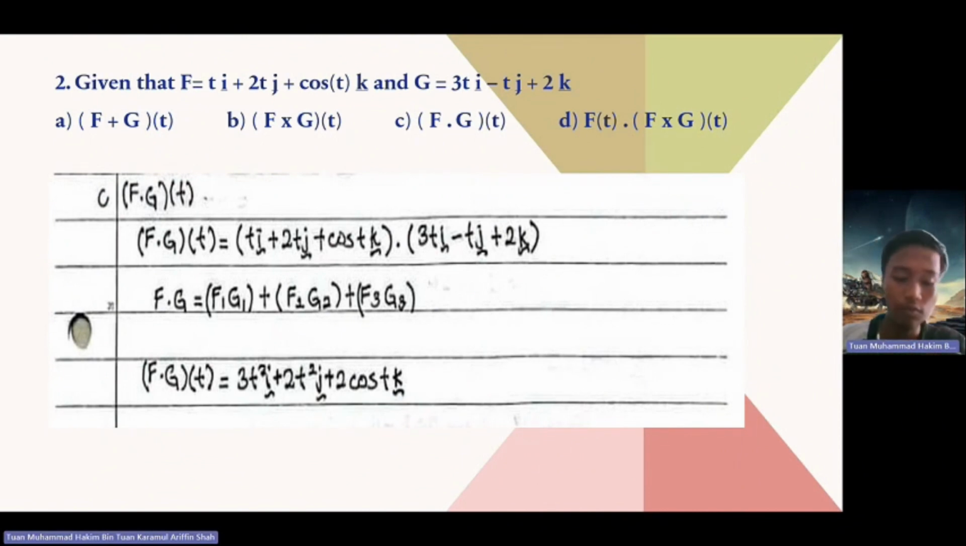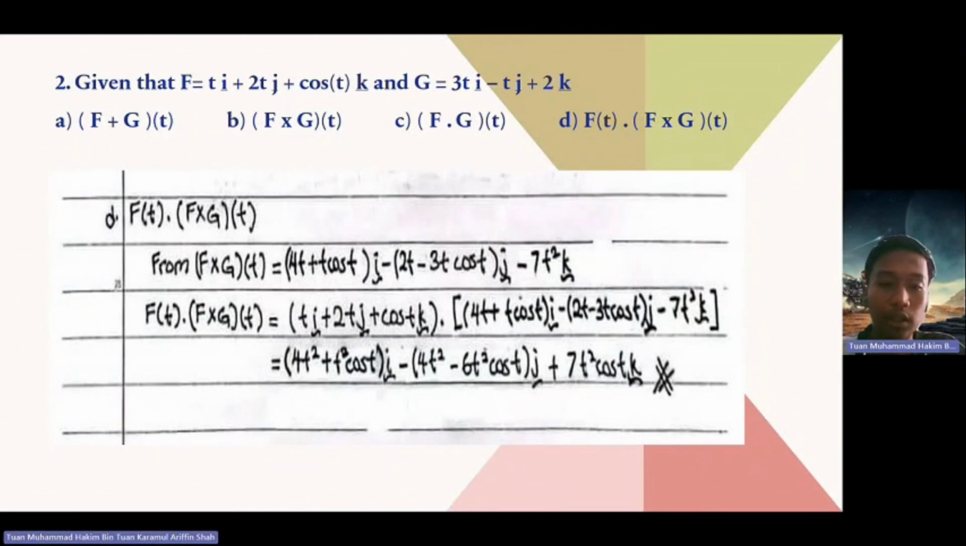For this question, we need to find the corresponding F and G. We need to use the dot product of F and G, and we have the answer for the next question. For 2D, F(t) dot F(t) multiply G(t). From this question, we know that for question 2B we have the same answer, because we can take the answer for question 2B and conclude for question 2D. For question 2D, we input F(t) dot F(t) multiply G(t), and this is the answer we get.